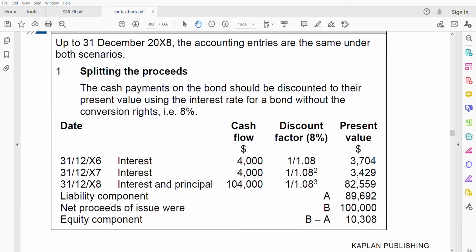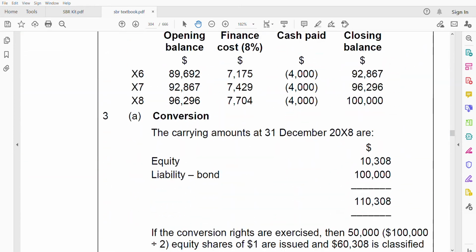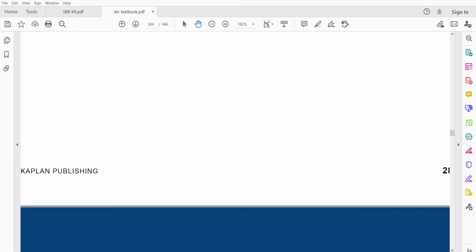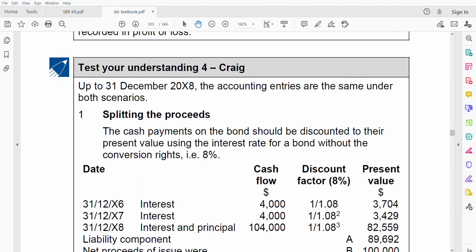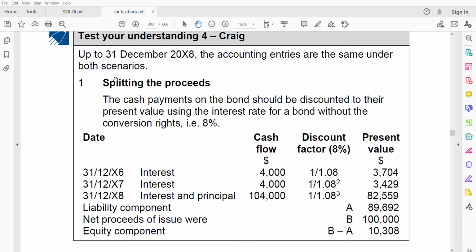So test understanding 4. It's quite long. Here the accounting entries are both okay. Now we have to split. We have assumed that we are going to take the conversion. If we take the conversion, we have to split the proceeds. The cash payment will be discounted to present value using the interest rate at 8%. So here also same.